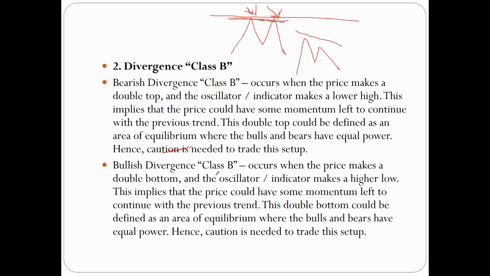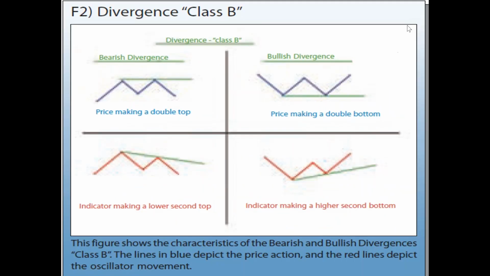Similarly, what is bullish divergence class B? When prices make a double bottom and the indicator makes a higher low. So the prices are making a W and the indicator is making a higher low. Right? So it is an area of equilibrium for the bears and the bulls. So this is the example of class B divergence.